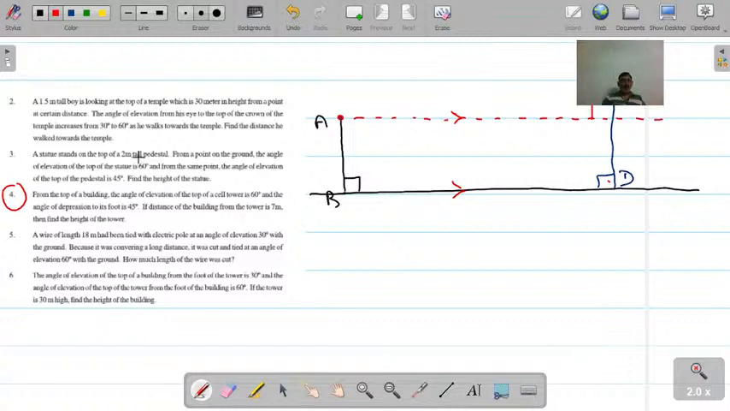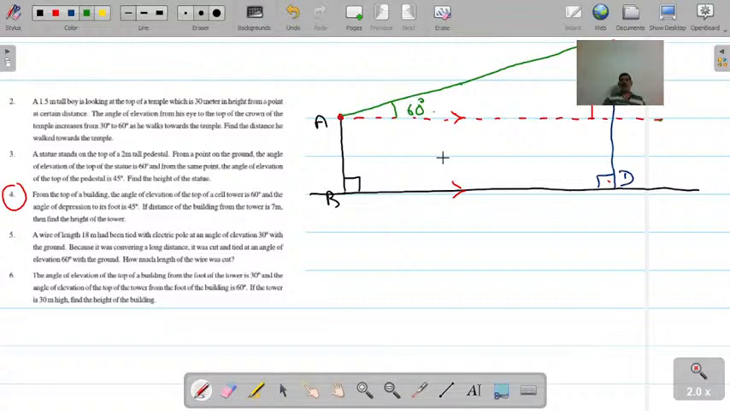Now what is happening here? He observes the top of the cell tower at an angle of 60 degrees. So from here he has to observe the top of the cell tower, and because the cell tower is at a certain height, he has to look at it like this. Now this is the horizontal line and this is the line of sight, and it is above the horizontal line, so this is the angle of elevation, and this angle of elevation is given as 60 degrees.